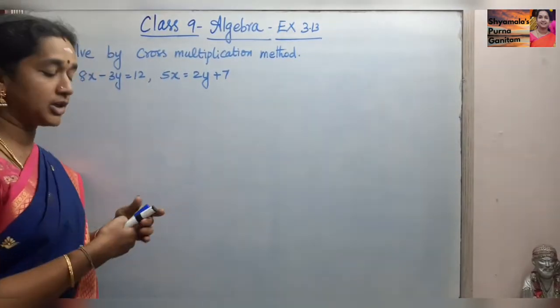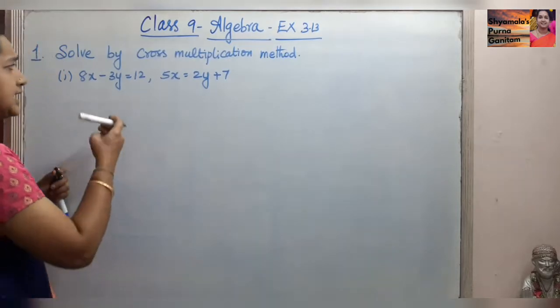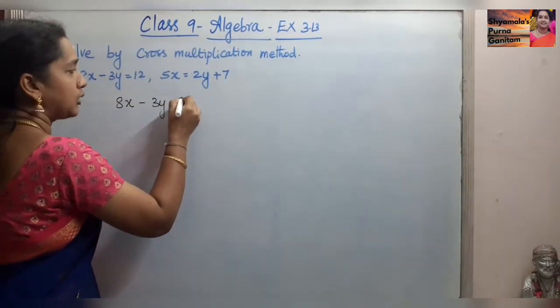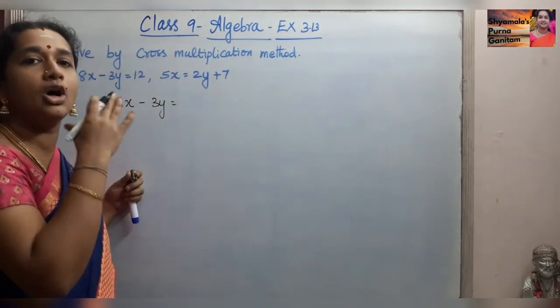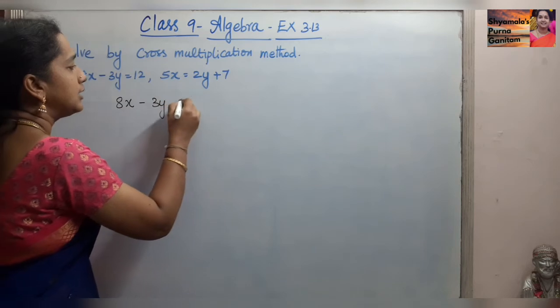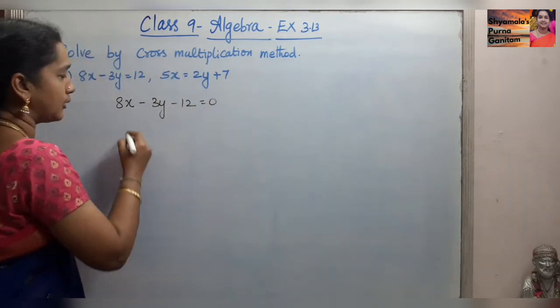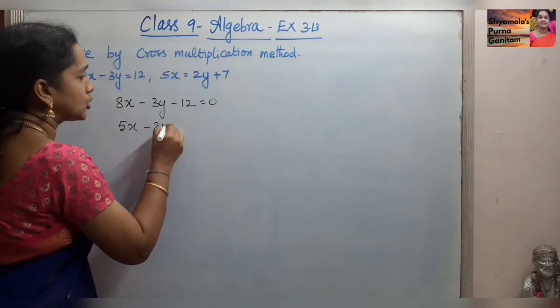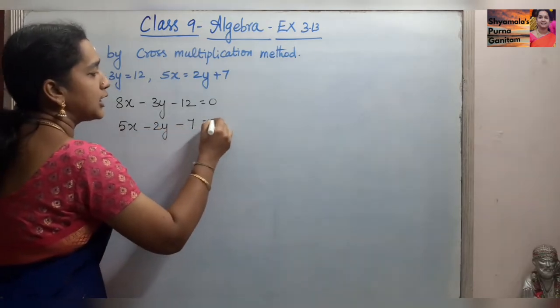Okay, so two equations are given. 8x minus 3y is equal to 12. We will bring all the terms to one side, so 8x minus 3y minus 12 is equal to 0. Then the second equation is 5x minus 2y minus 7 is equal to 0.